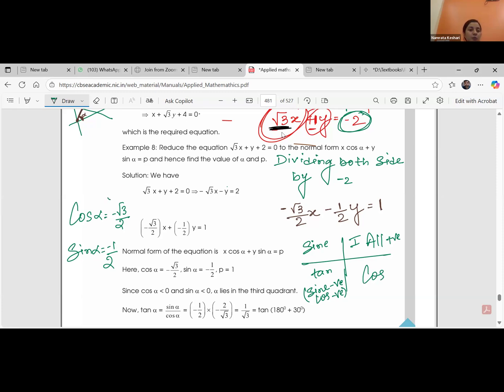And in the fourth quadrant, cos is positive. So in which quadrant are both negative? Third. Okay, in the third quadrant both are negative. And in the third quadrant, you understand, here 0, here 90, here 180.